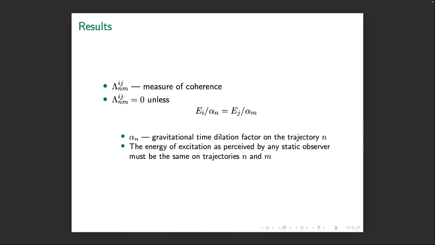But what we found out is that lambda is equal to 0, so there is no coherence after the interaction, unless the following condition is satisfied. Here, alpha_n and alpha_m correspond to the gravitational time dilation factors on the trajectories n and m respectively. This condition means that the energy of the excitation as perceived by any static observer must be the same on the trajectory n and on the trajectory m.